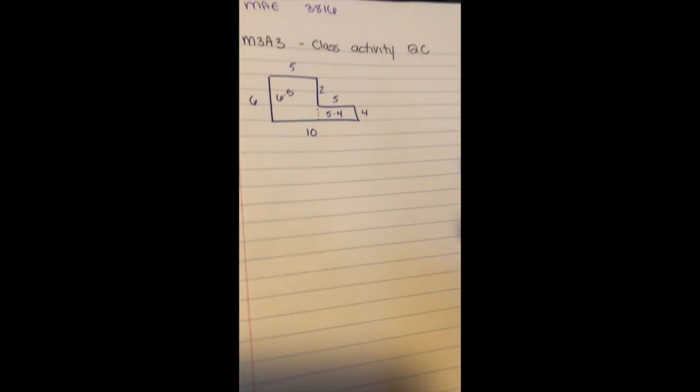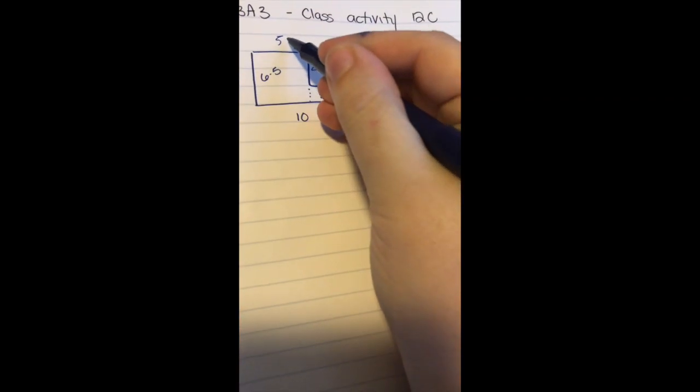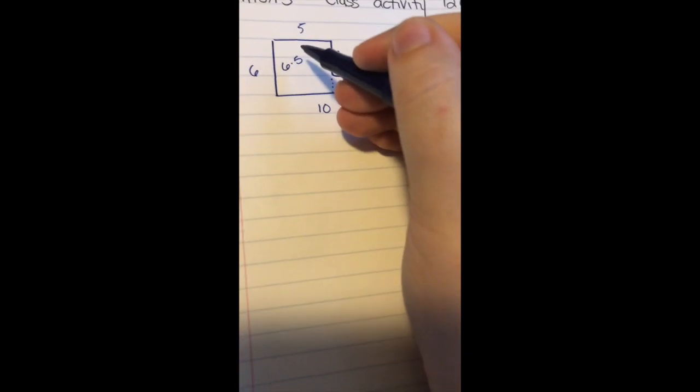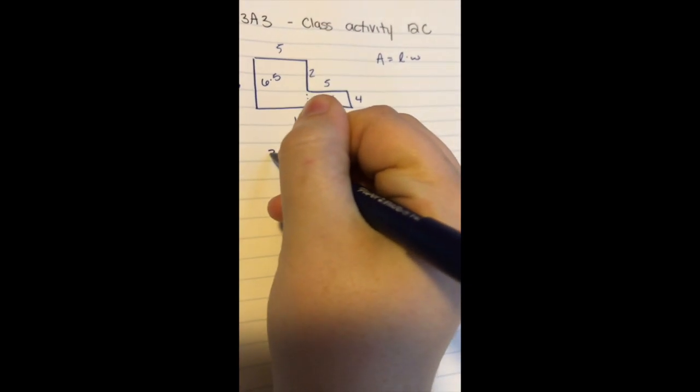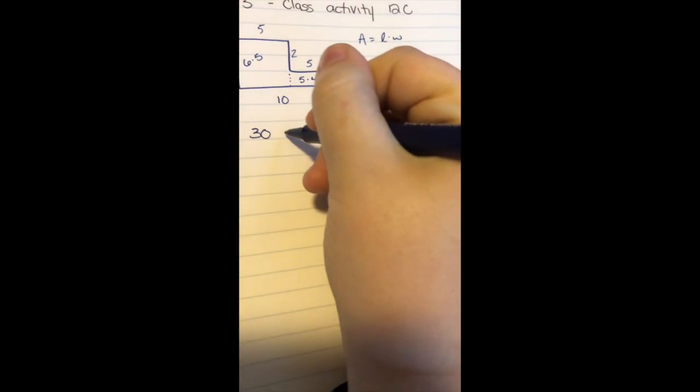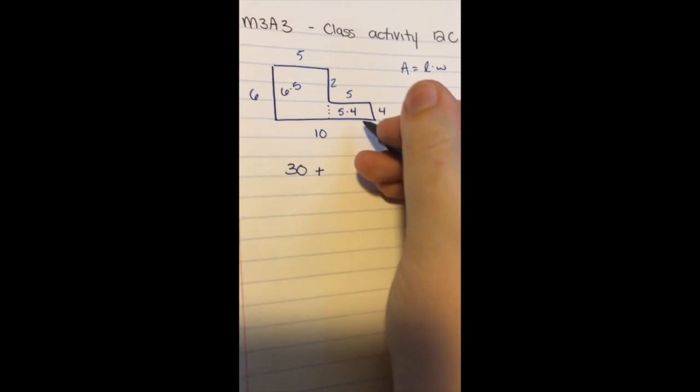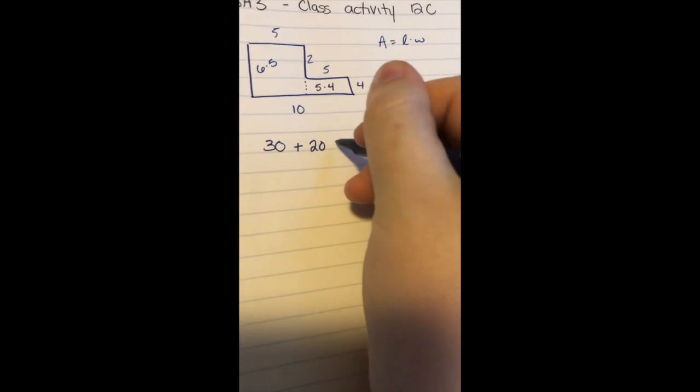How do you know what numbers to use? Okay, so we use 6 times 5 because it is the area of a rectangle, length times width, and that also works with squares as well. So here we have 6 times 5, which is 30, and we add that to our 5 times 4, which is 20.